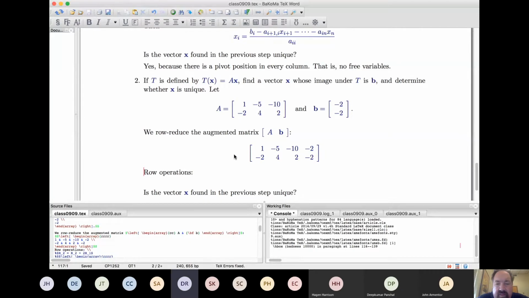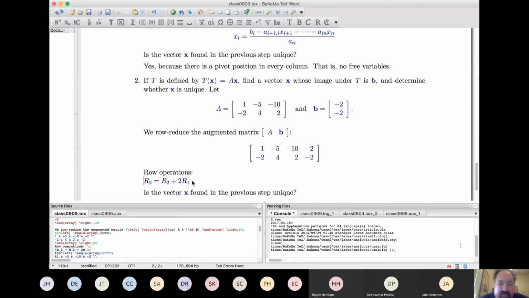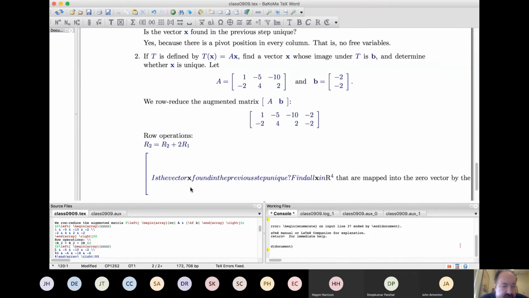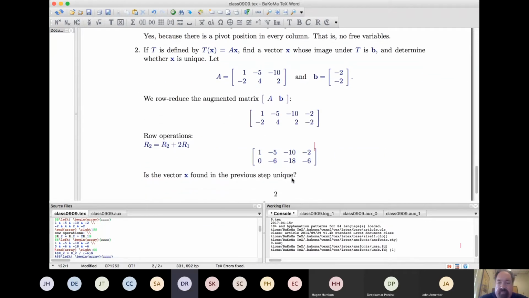Row 2 plus 2 row 1. Yes, that'll do it. Because the ratio here is -2, so it gets subtracted. So twice row 1 plus row 2 will eliminate that element. Wouldn't x3 be a free variable though? Yes, we are going to have a free variable.